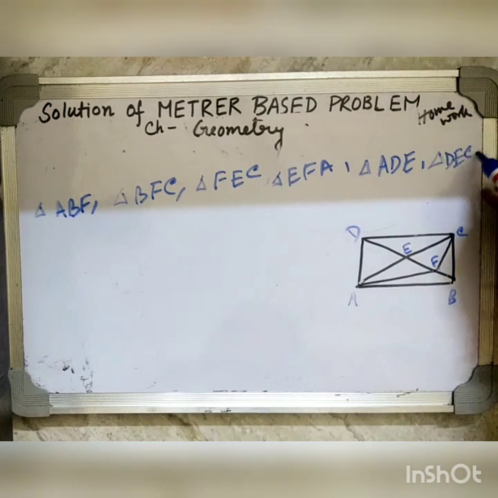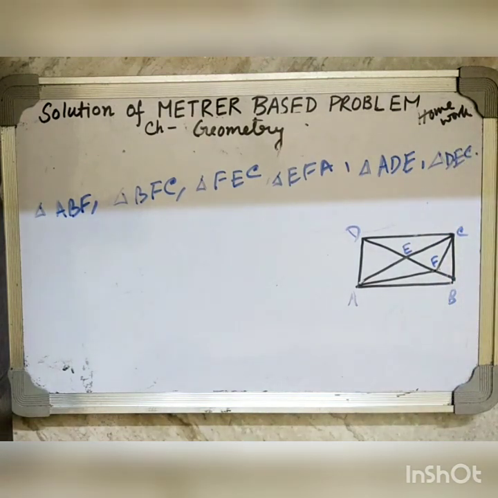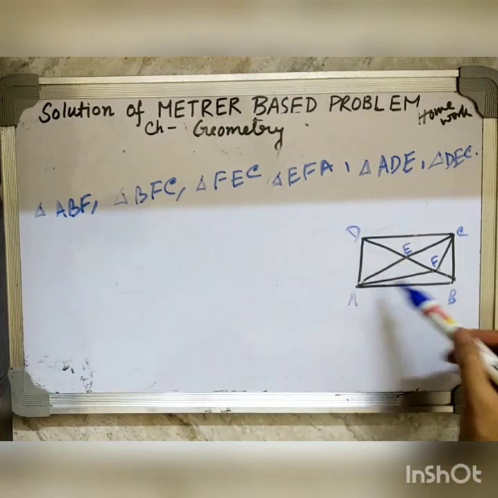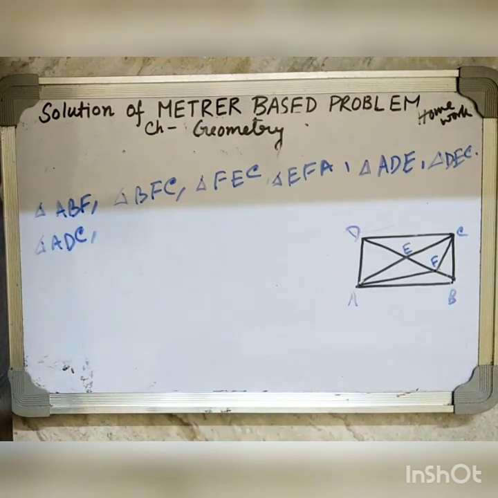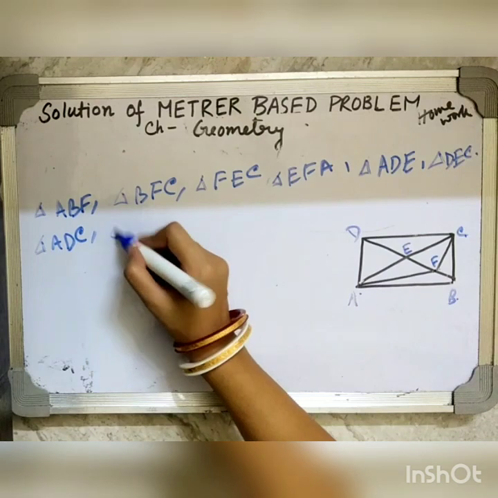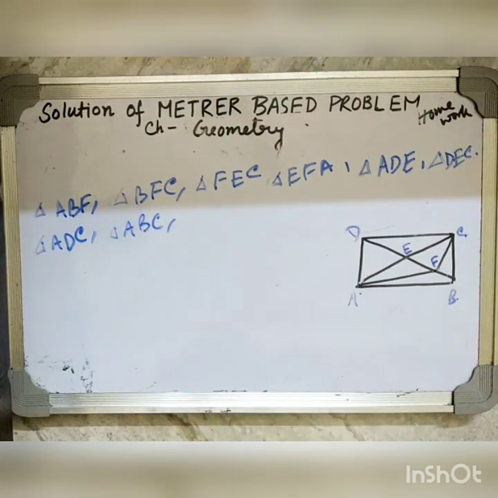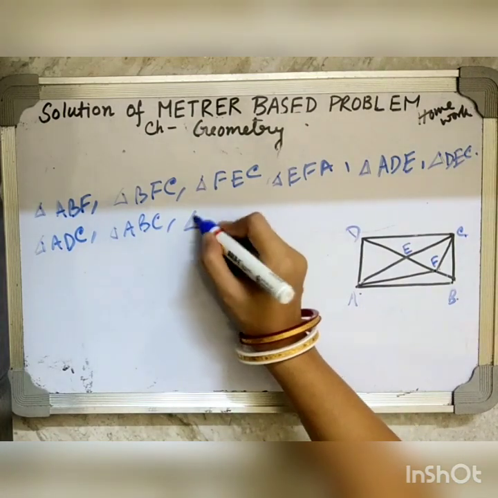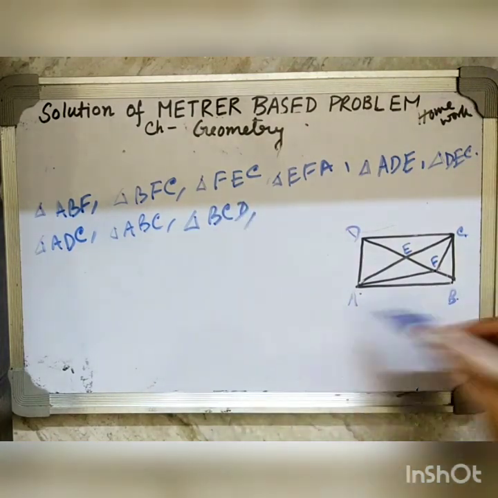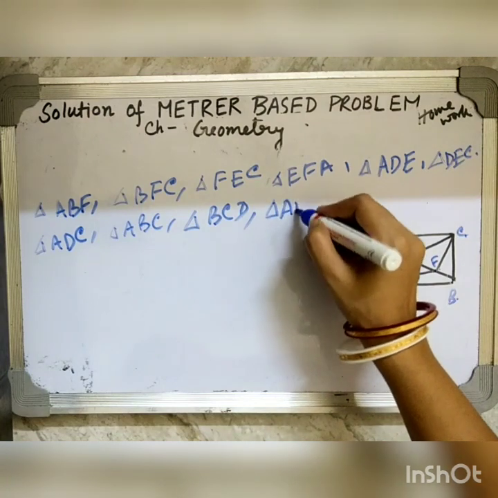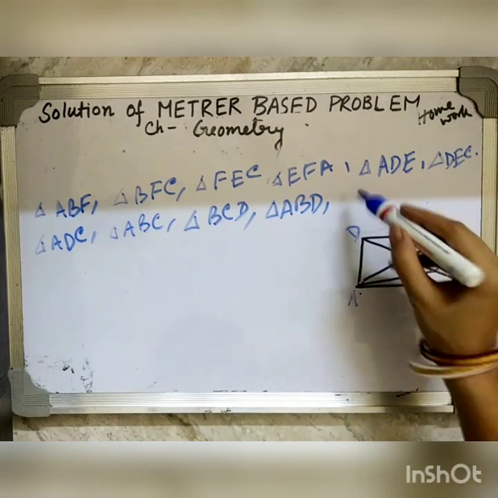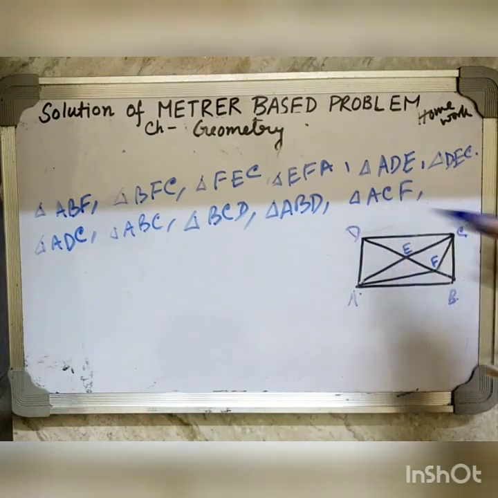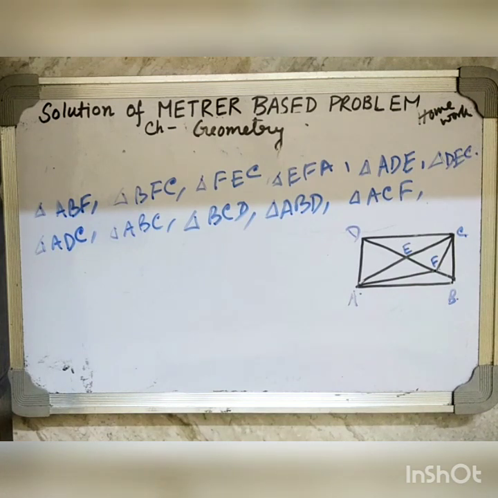So these were the smallest triangles. Now we have to find the bigger triangles. How to find? Triangle ADC. Okay. Triangle ABC. Okay. Triangle BCD. Triangle ABD. Okay. This is also a big triangle ACF. Okay. Any more triangle? Can we get this? Just find it out.